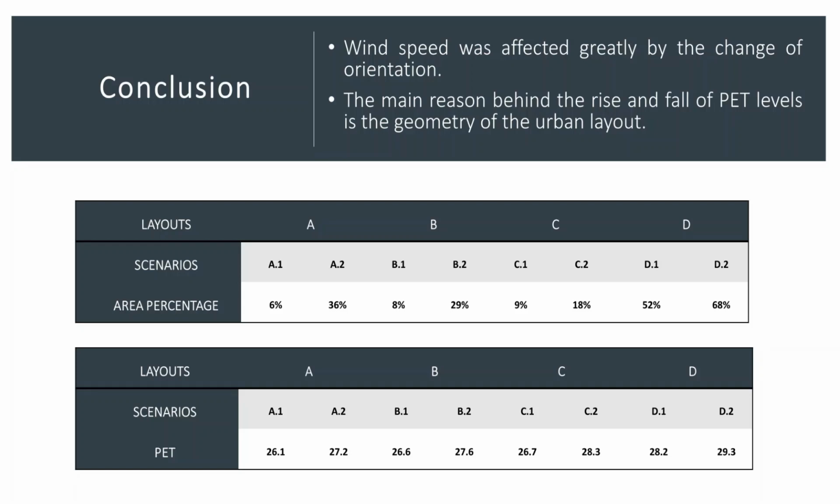The average PET values shown in Table 2 do not convey how well the layouts represent their comfort level, but rather they show how, in the same layout, the different orientation shifts the comfort level. An increase in PET levels is noticed in all of the layouts in scenarios 2. This is caused by the north-south oriented streets that receive the highest sun radiation throughout the day.